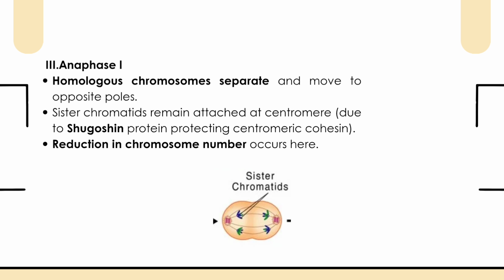During anaphase I, homologous chromosomes separate and are pulled to opposite poles. Notice that sister chromatids remain attached at their centromeres. This sister cohesion at centromeres is protected by Shugoshin, which prevents premature separation, a crucial distinction from mitotic segregation.